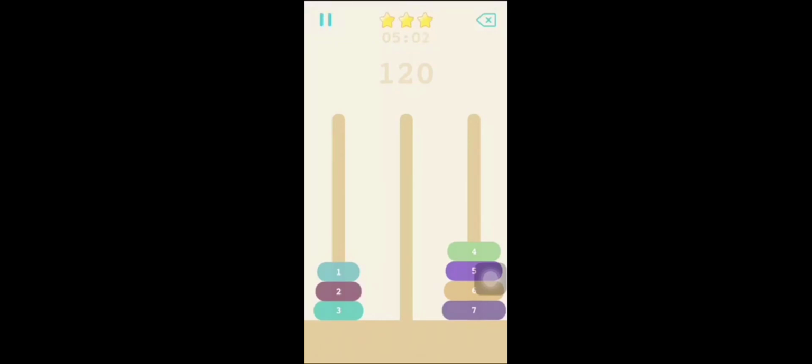then the first disk to the third rod, the second disk to the second rod, the first disk to the second rod, the third disk to the third rod, the first disk to the first rod, and the second disk to the third rod, and the first disk to the third rod.